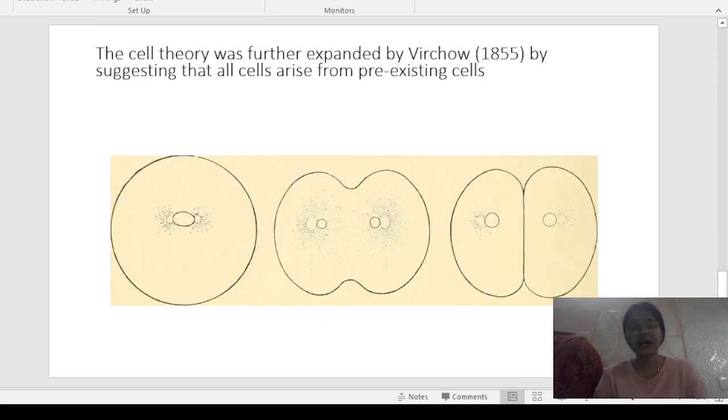Then there was another scientist, Rudolf Virchow. He said that all cells arise from pre-existing cells. So if I have two new cells over here which have been formed, they have been produced from this pre-existing cell which was there. There was a cell which existed previously, and some kind of reproduction or replication or division took place, because of which there are now two new cells. So these two new cells had a pre-existing cell. That's why we got these cells. So this was said by Rudolf Virchow.